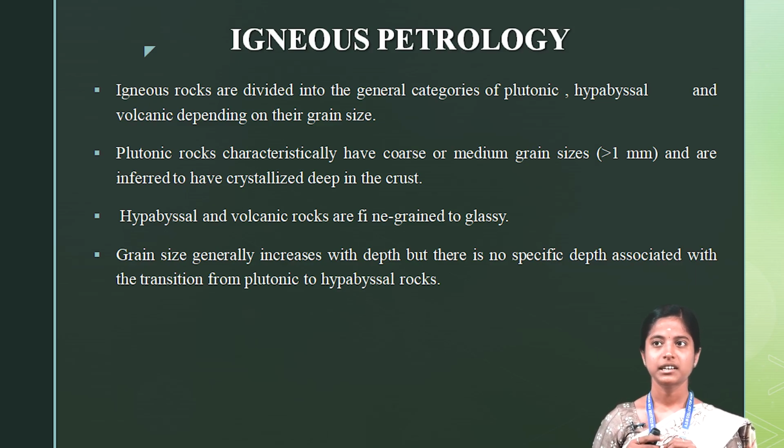Plutonic rocks characteristically have coarse to medium grain. The igneous rocks that come under the plutonic category have coarse to medium grains. If the grain size is greater than 1 millimeter, they come under plutonic conditions, and they are inferred to have crystallized deep in the crust. So plutonic rocks are formed deep in the earth's crust.